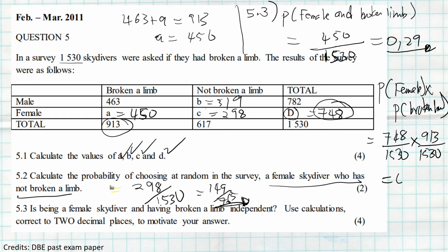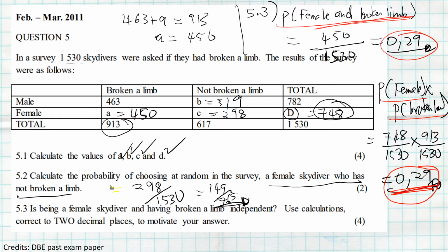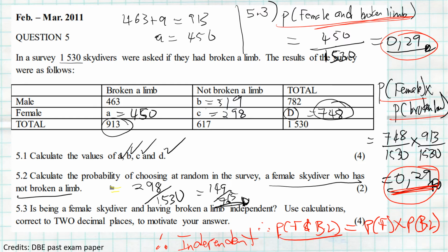When we calculate, we get 0.29 also, to 2 decimal places. See something interesting here: the probability of female times broken limb is 0.29, and the probability of female and broken limb is 0.29. What can we conclude? That the probability of being a female and having a broken limb is equal to the probability of female multiplied by the probability of broken limb, because both are equal to 0.29. Therefore, these two events are independent. This is the rule for independent events. Let's go to the conceptual understanding of this. So being a female skydiver, right?